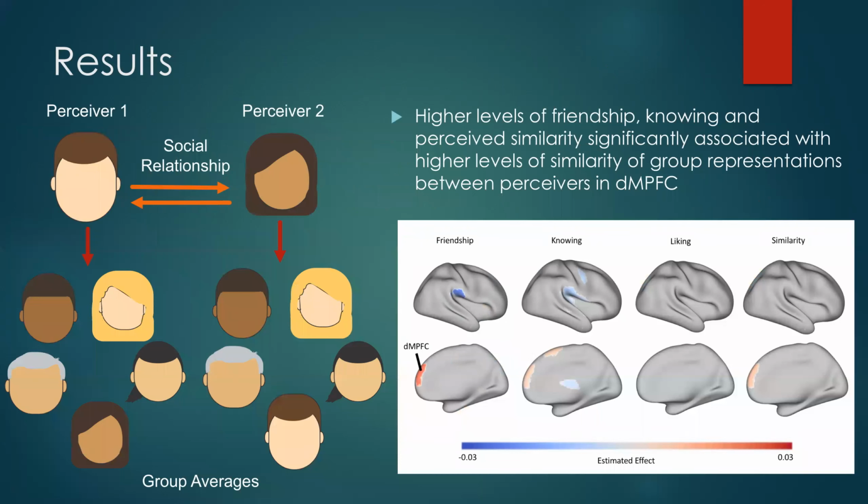And in the case of these group averages, or these representations these perceivers had of their group as a whole, we also see that the social relationship strength is significantly related to higher levels of similarity between these representations in, again, the dorsal medial prefrontal cortex here for each of these social relationship variables. So higher levels of friendship and of knowing and of perceived similarity were associated with higher degrees of similarity in actual voxel-wise activity within these regions. And in this case, liking was not significant.